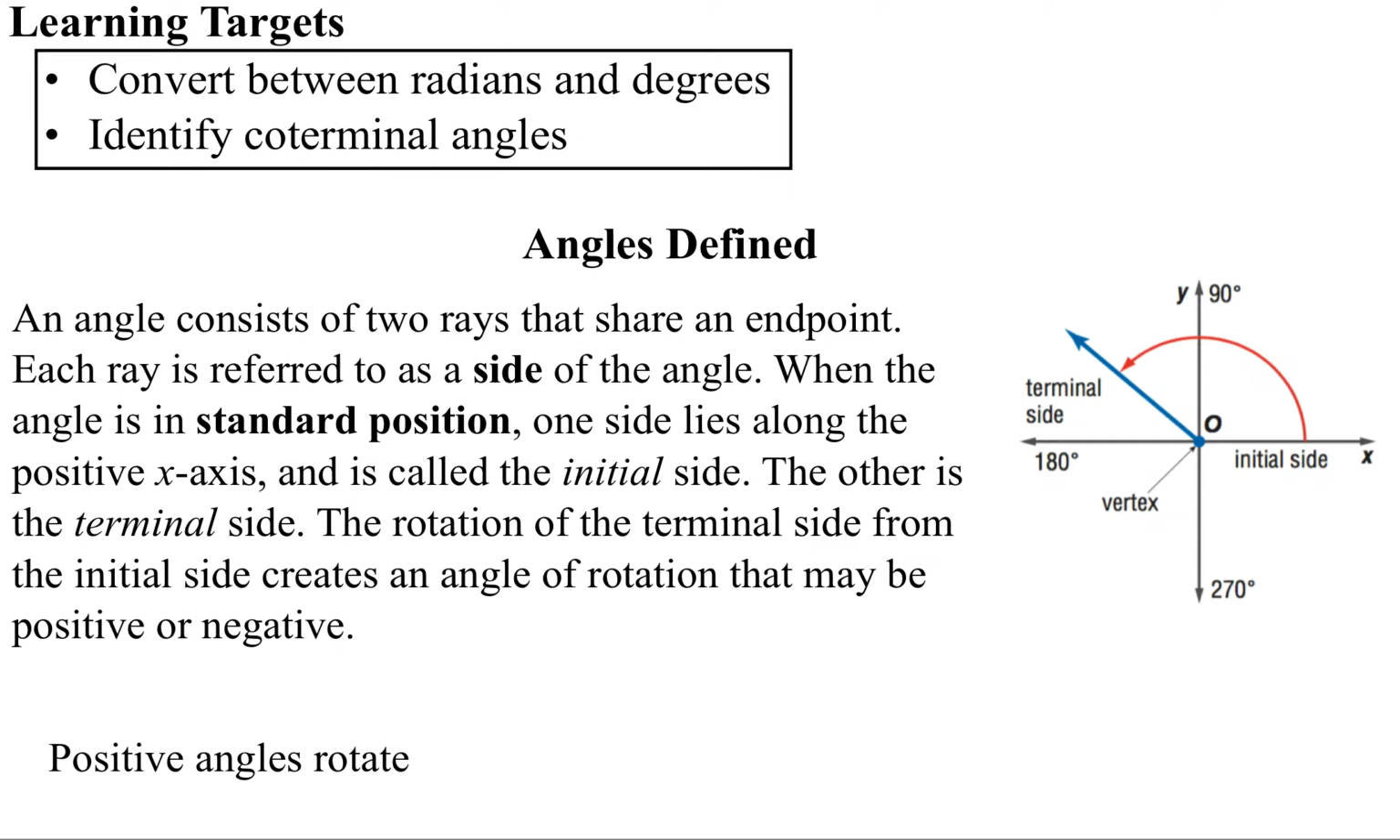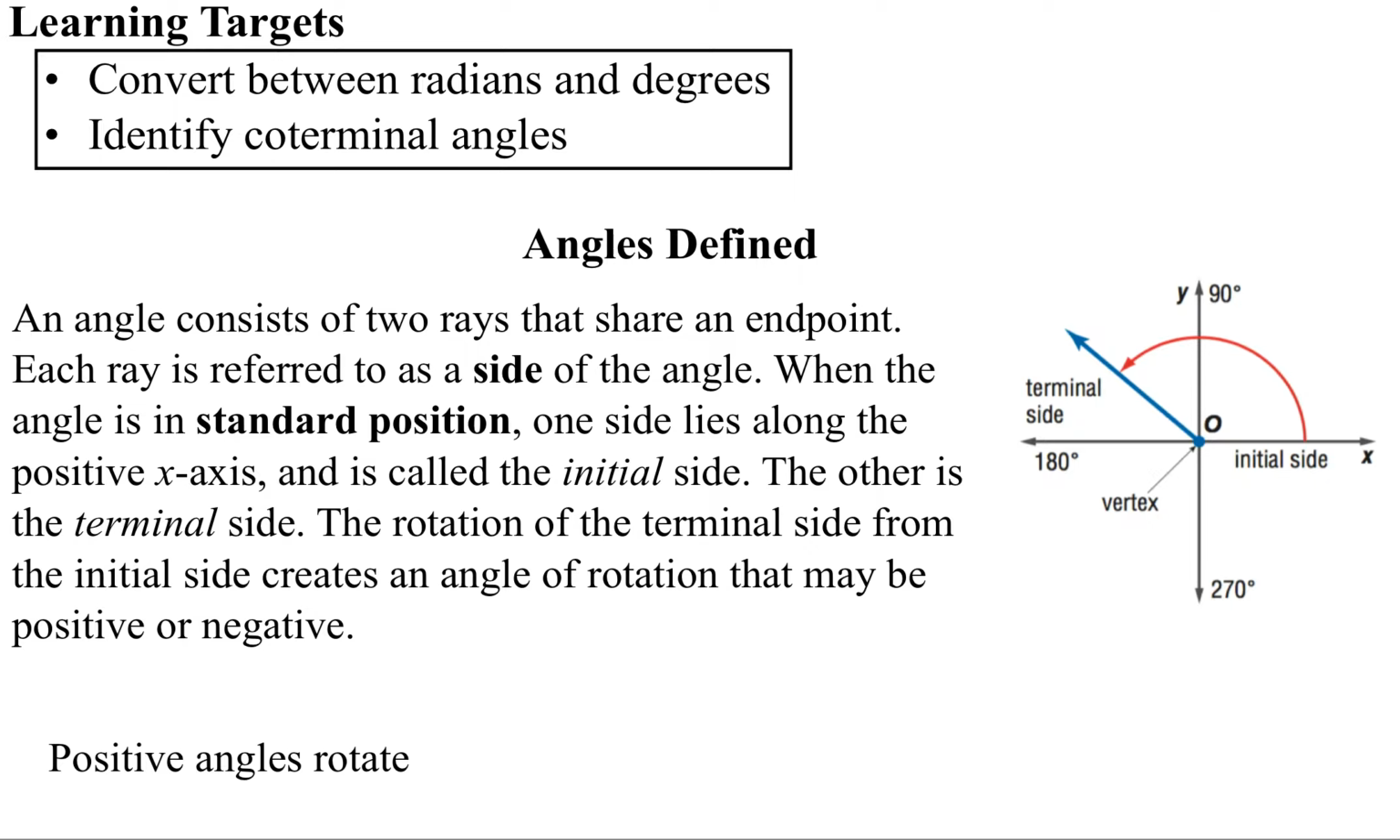Well, welcome to our next lesson on angles and angle measure. In this lesson, we're going to be doing a couple of different things. We are going to be converting between radian and degree modes, and we're also going to be identifying and labeling coterminal angles, and we'll be learning how to graph different kinds of angles as well.